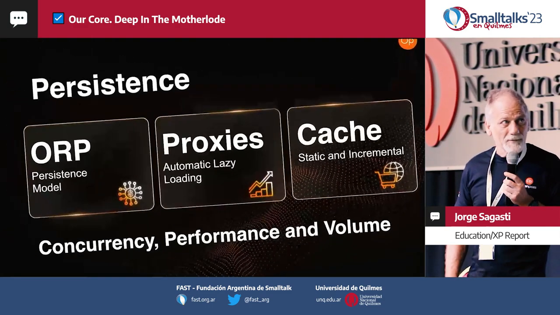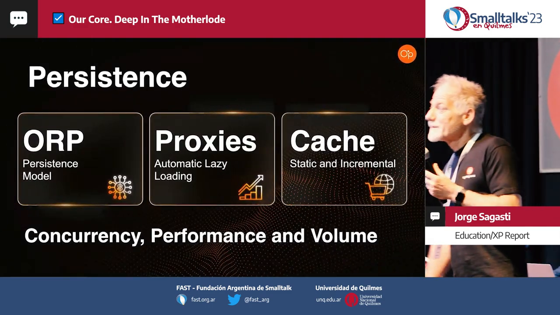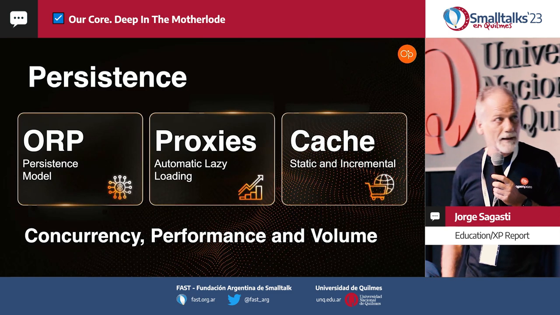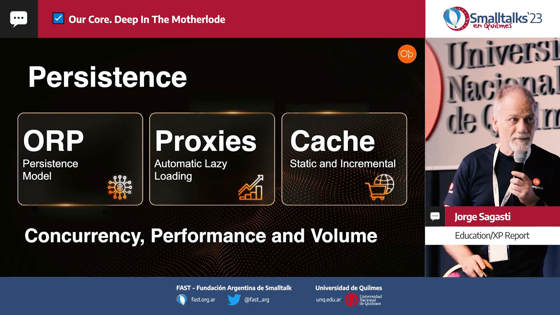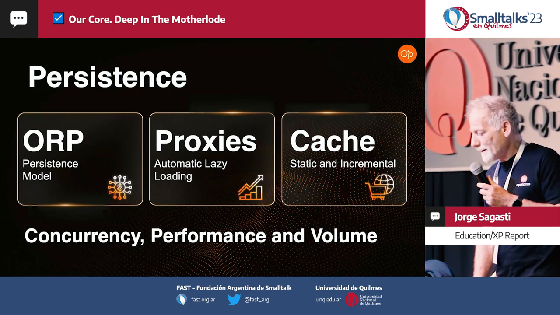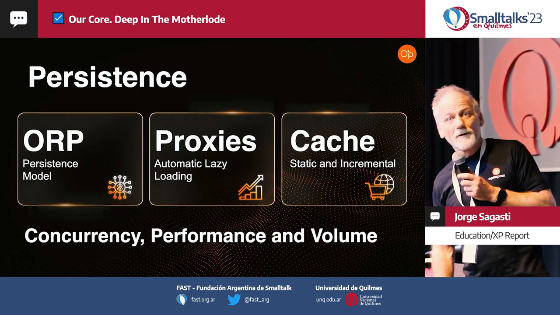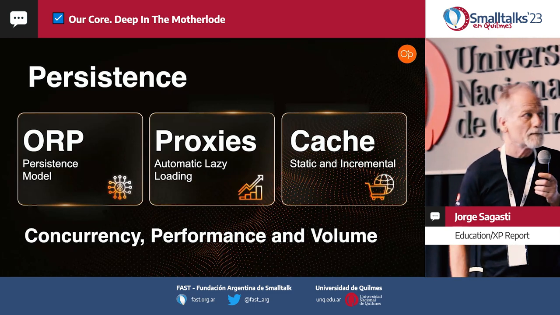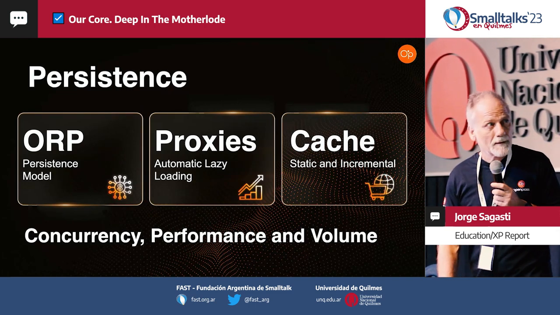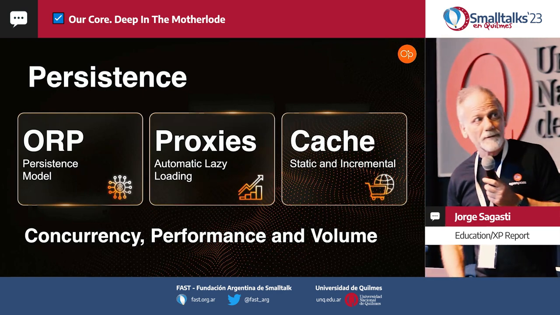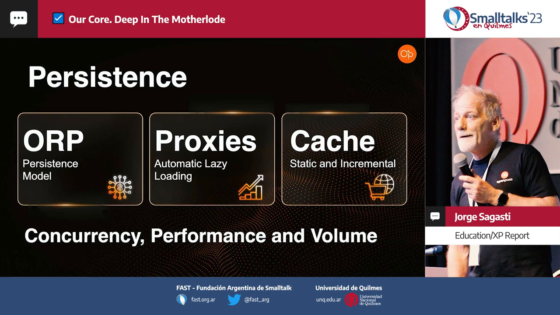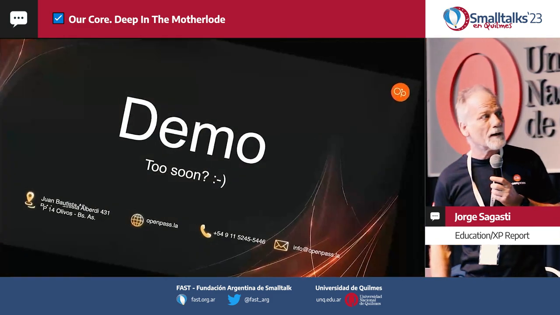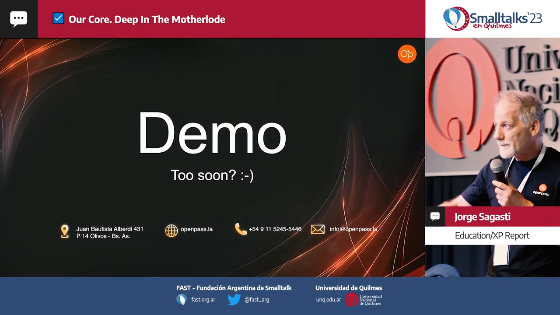The topic of today is how we manage to accomplish our task of handling millions of transactions a day, on concurrency, performance, and volume on a production site. I'm going to talk about ORP or ORM, whatever you want to call it. I'm going to talk about proxies also, and I'm going to talk about cache. I'm going back to the computer now, and it's going to be a full technical lecture.